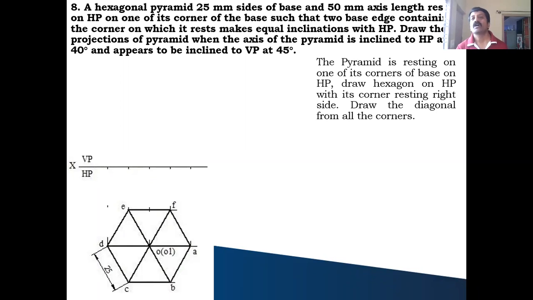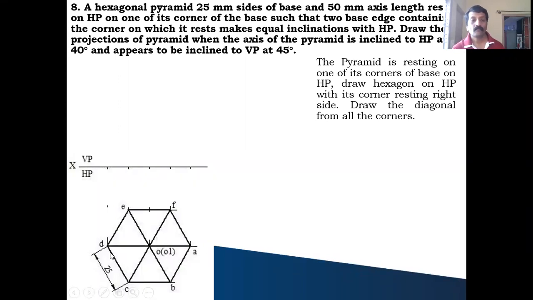Okay, what you should do, you construct a hexagon of 25 millimeter in the top initial position, such that any one of the corners should come right side of you. You draw a circle method, you use it and construct the hexagon.